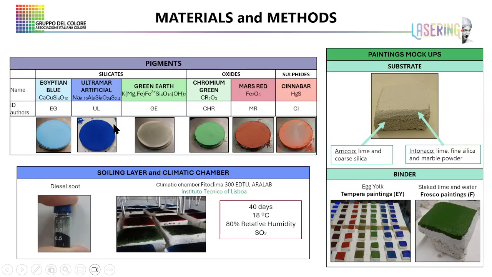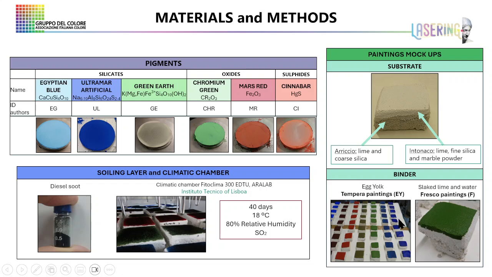The materials used in this work are 6 different pigments, previously analyzed and characterized, such as silicates, oxide, and sulfide. We made the samples with a 30-ton press to make them more handleable, in the form of pellets. Also, these 6 pigments were applied in painting mockups to simulate wall paintings, with a substrate of riccio and intonaco, with 2 different binders depending on the painting technique, tempera painting and fresco painting, using in tempera painting a binder such as egg yolk, and in fresco painting slaked lime in water.